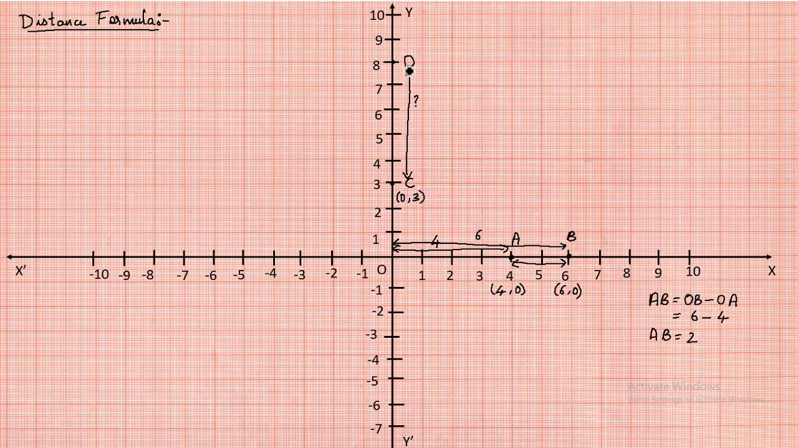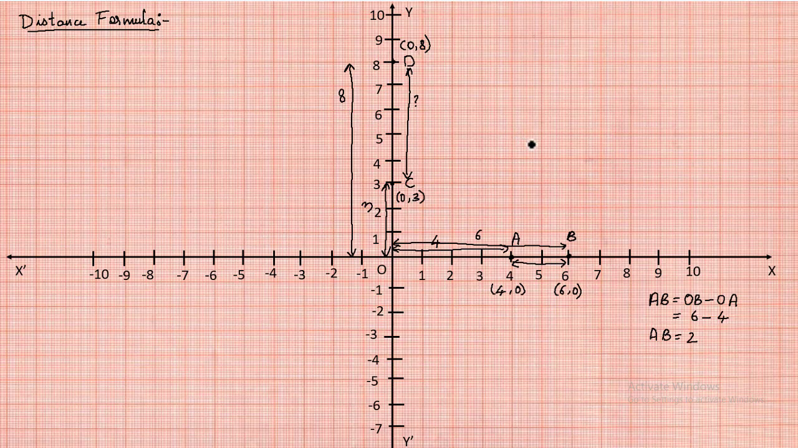Similarly, what is the coordinate for D? Again, the x value is 0, and the point is on 8, so the y value will be 8. So the coordinate is 0 comma 8, right? Since we have to find the distance between the points C and D, first let us find the distance between the origin and C. This distance is 3. Again, let us find the distance OD. From 0 to 8, it is 8 units.